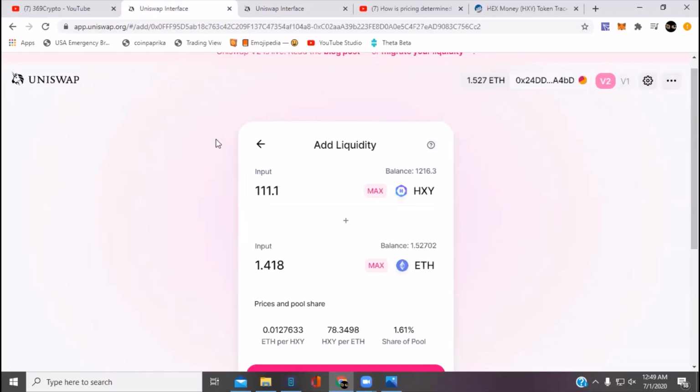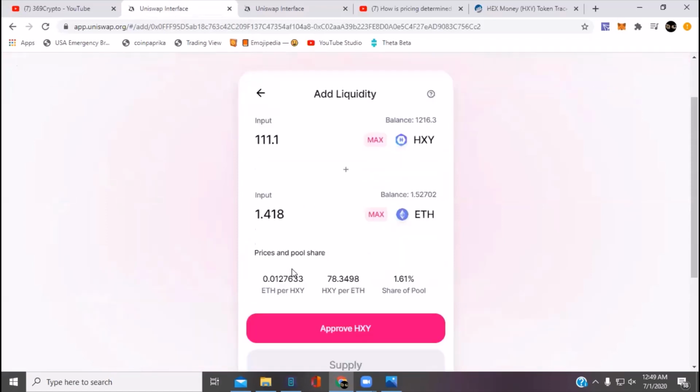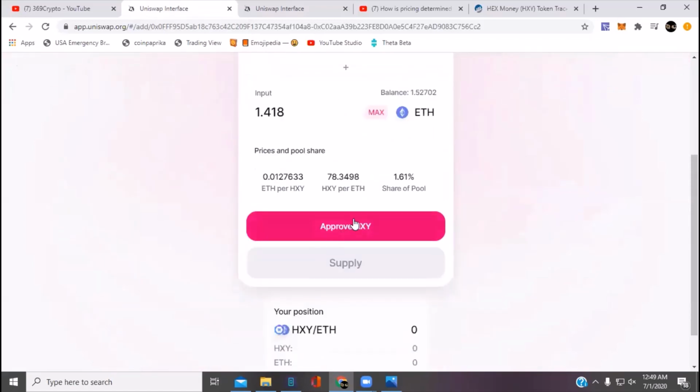Yes. Okay, so in review, 111.1 Hexy going in, an equivalent of 1.418 Ethereum. And hopefully I have enough money to cover this transaction. We'll check it out. So to review, ETH per Hexy, Hexy per ETH, my share of the pool will be 1.61%, whereas on the other one I had 100% of the pool. Smaller fish, bigger pond, whatever.